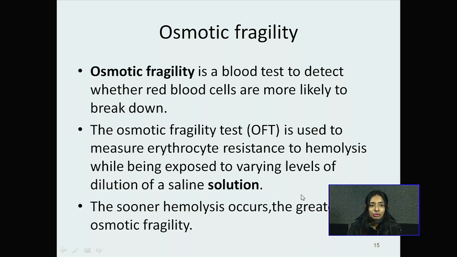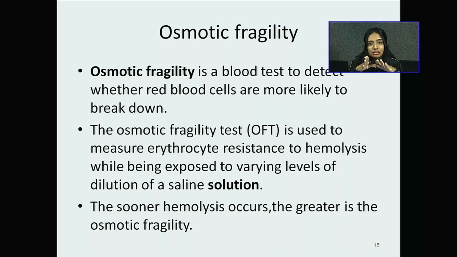Mostly for the osmotic fragility test, we take hypotonic solutions, in which fewer salt particles are present than in our cells in the body. So there are fewer salt particles in a hypotonic solution, and in that solution we put RBCs and check whether they are fragile or not. By that method you can check the fragility of the RBCs, and that is known as the osmotic fragility test. The sooner hemolysis occurs, the greater is the osmotic fragility.